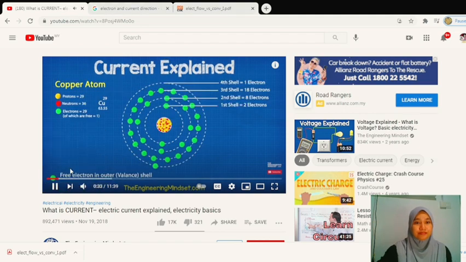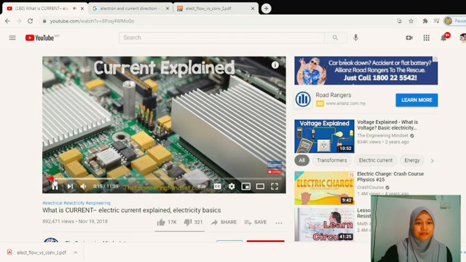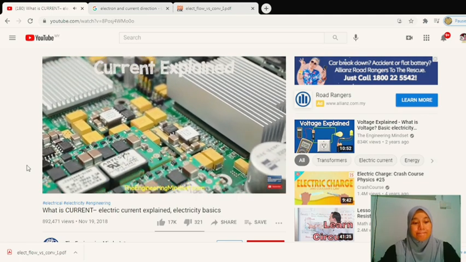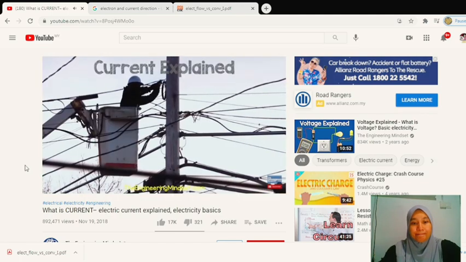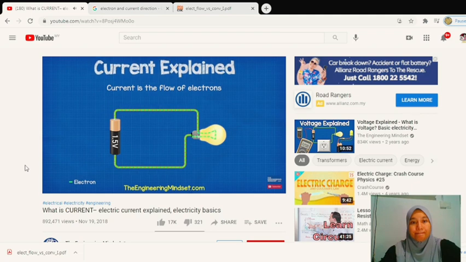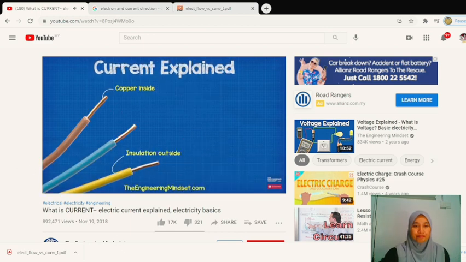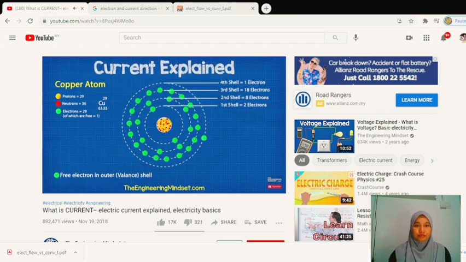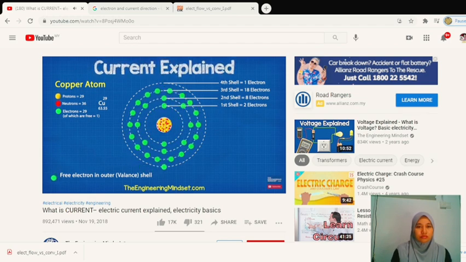Current is the flow of electrons in a circuit. To use electricity, we need electrons to flow in the same direction around a circuit. We usually use copper cables to form the circuit because the atoms that make copper have a loosely bound electron in their outermost or valence shell, which is free to move around inside the metal. This free electron is very easy to move, which is why copper is so popular.